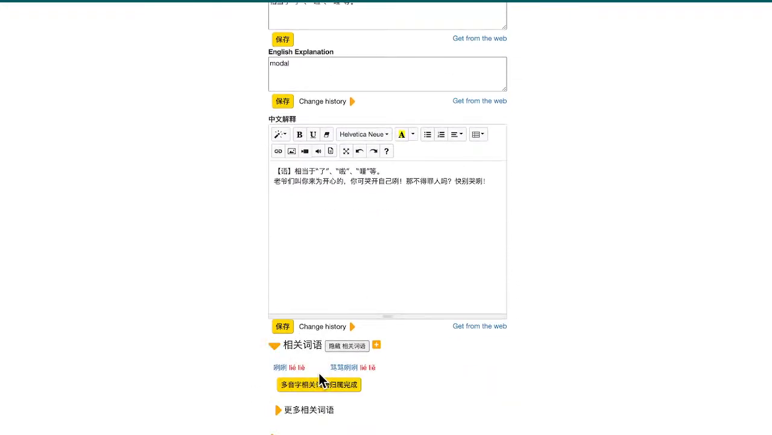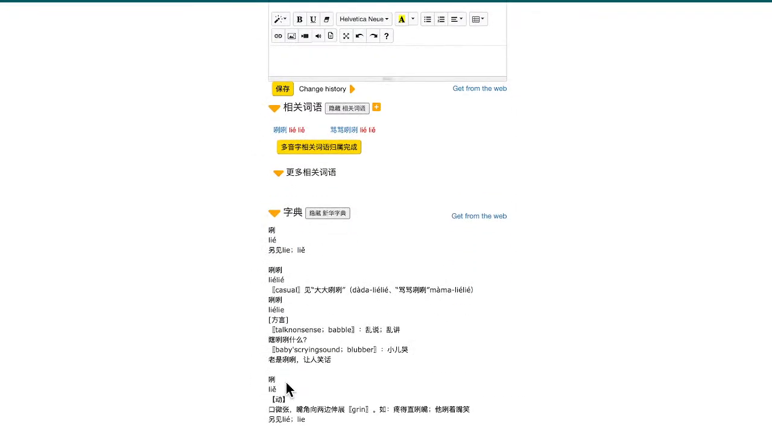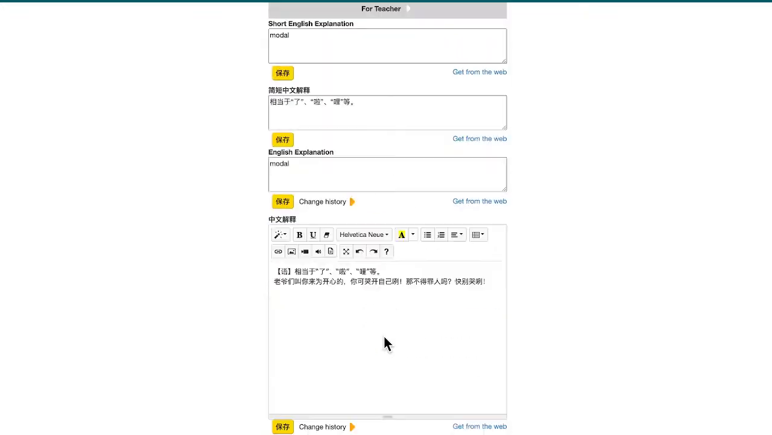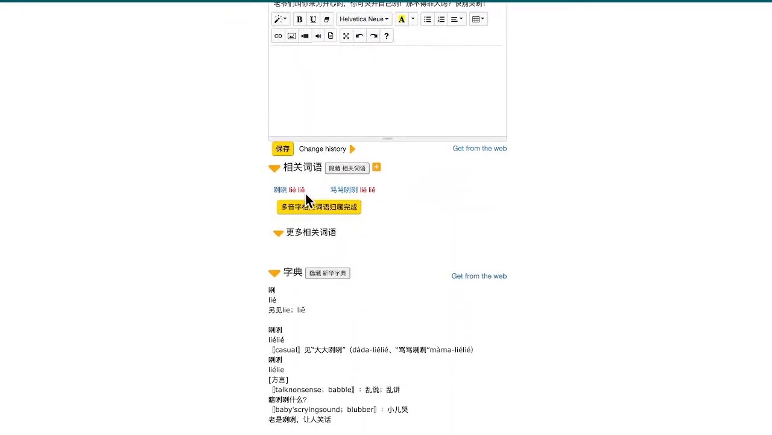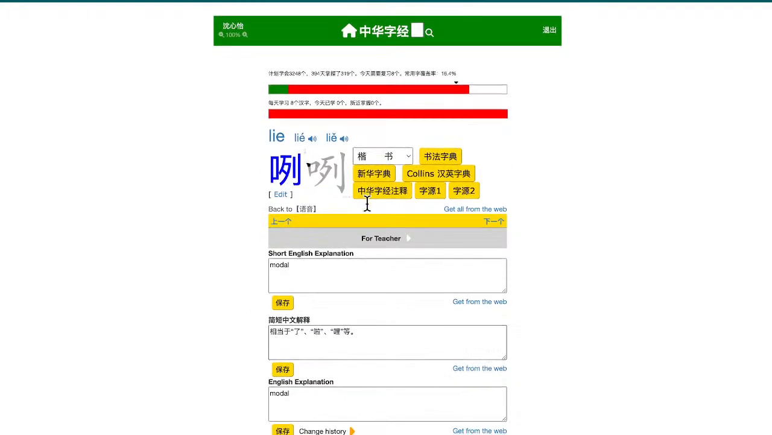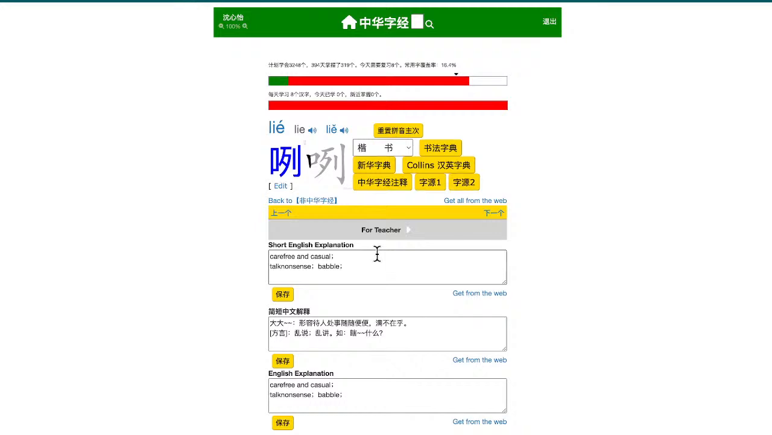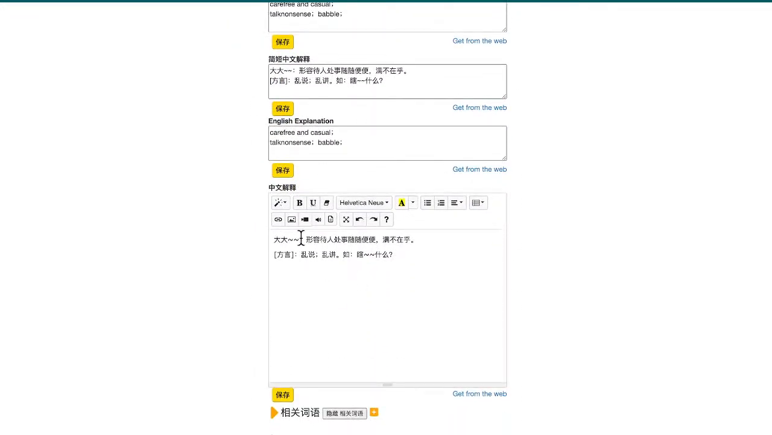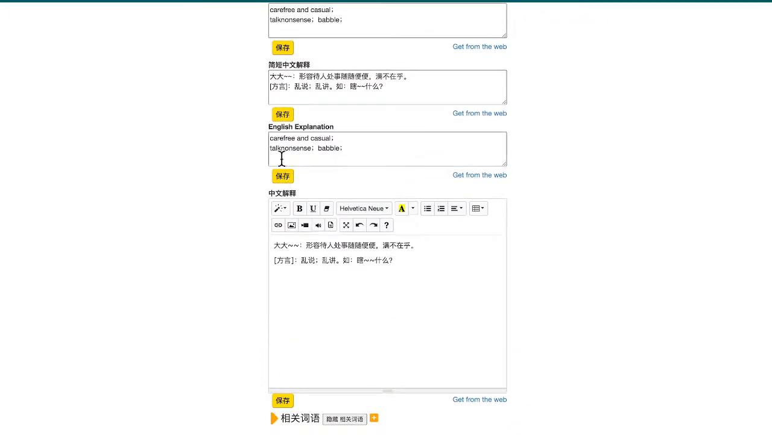It's called 大大咧咧, or 骂骂咧咧. 大大咧咧 means casual, carefree. And 骂骂咧咧 also goes there. So in the word 大大咧咧, it means carefree or casual.